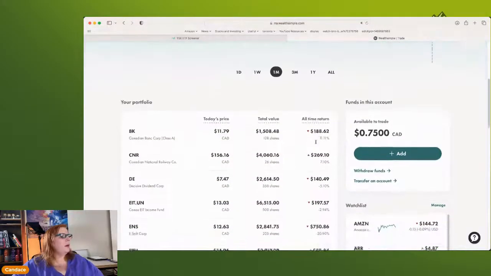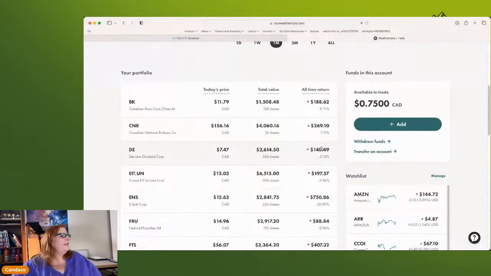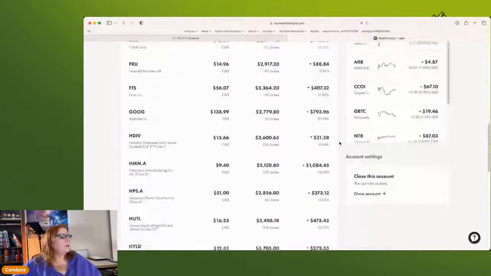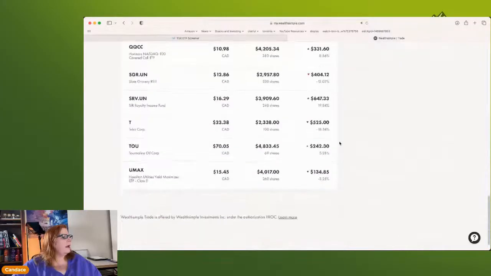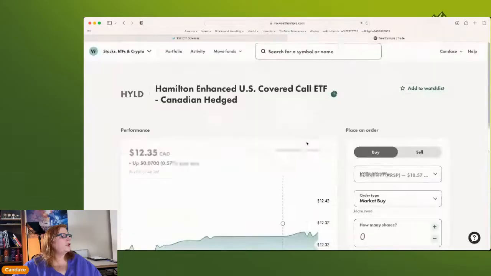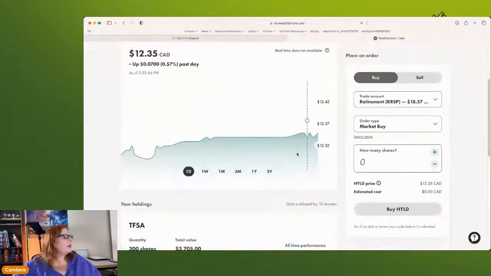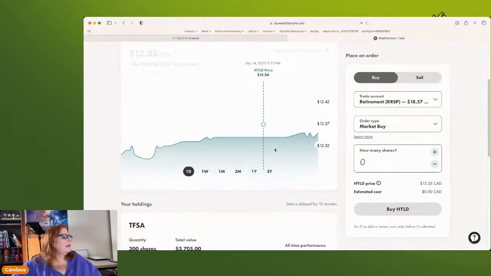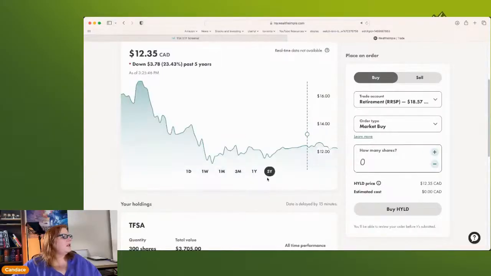Can I sort by return? I don't think I can. That sucks. I like it if I can sort by return. All right, so anyway, we were just talking about HYLD. Let's open them up and see. 1 day, 3 months, 1 year. This way here, you can actually see the whole thing.